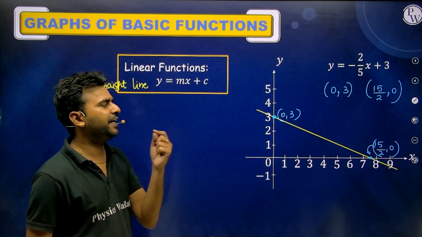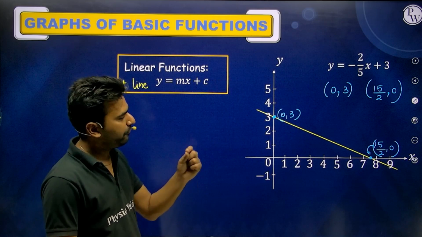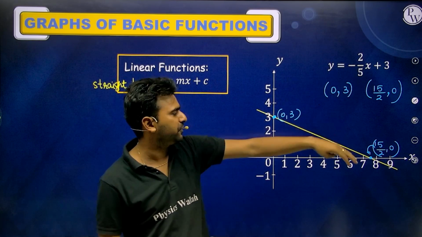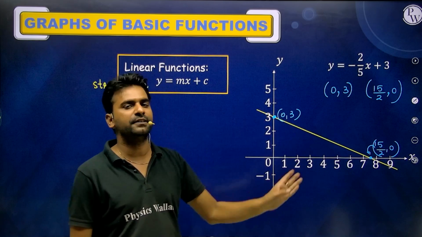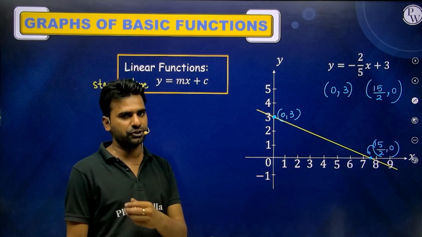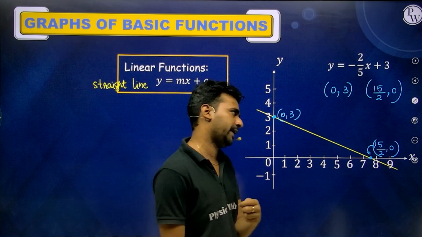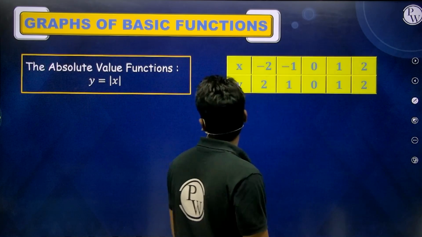If we have any 2 points on the graph and we are drawing the graph of y equal to mx plus c, we just need to connect those 2 points and we get the graph of that linear function, that is, that particular straight line. I hope you are already aware of this.